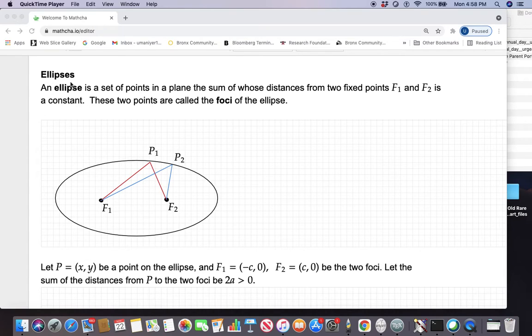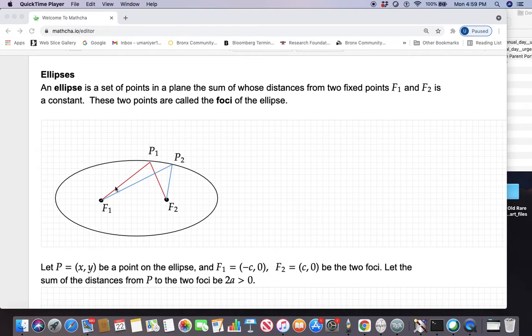Welcome back. Ellipses. An ellipse is a set of points in a plane, the sum of whose distances from two fixed points F1 and F2 is a constant. These two points are called the foci of the ellipse. Foci is the plural of focus. One focus, two foci. So F1 and F2 are foci.